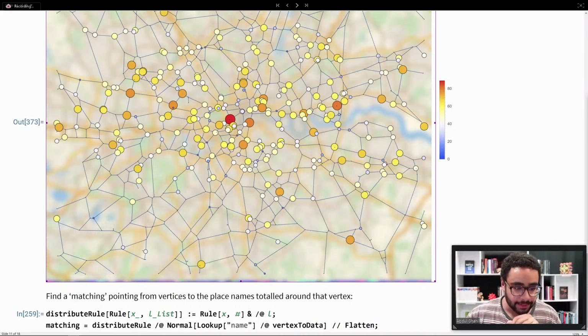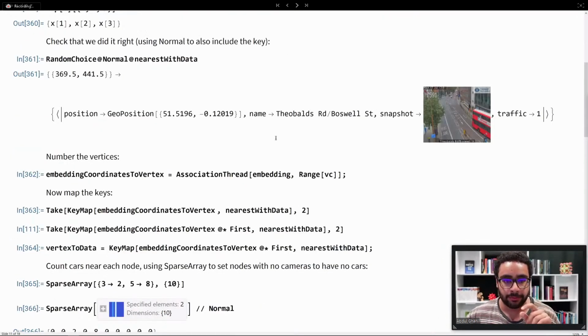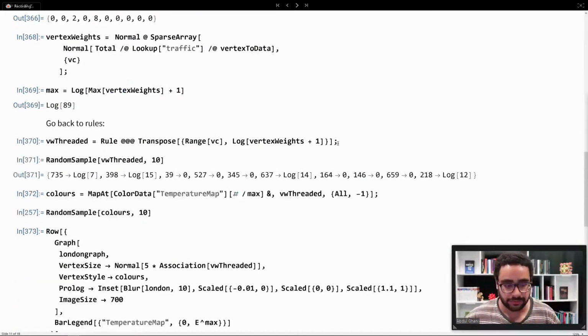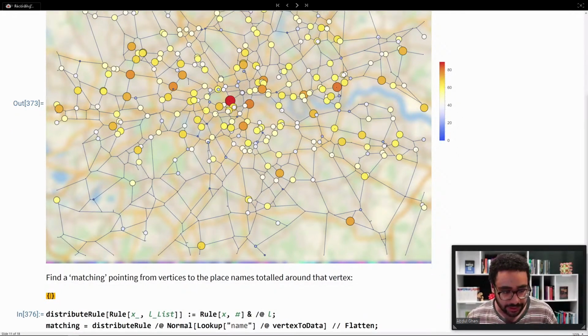Okay, and now for later, we're going to want to remember which name was associated with which vertex, which node. So we're just going to distribute rules. What does that mean? In our vertex to data thing, we have something roughly like this.